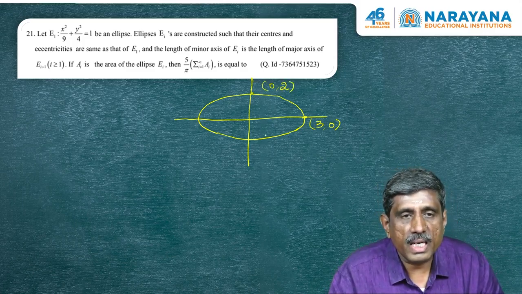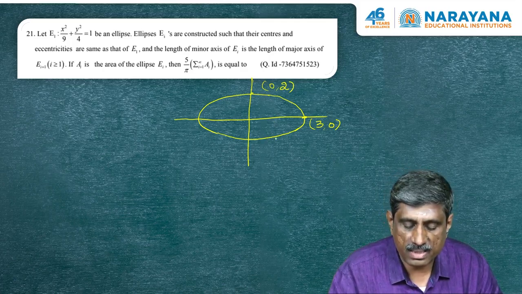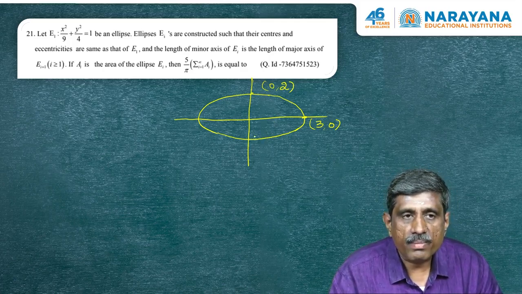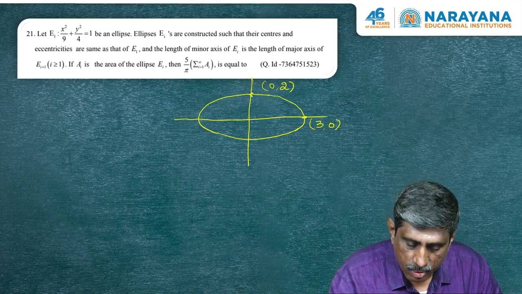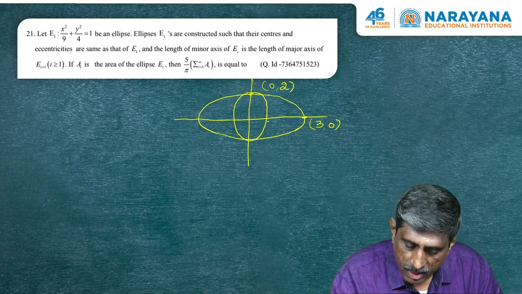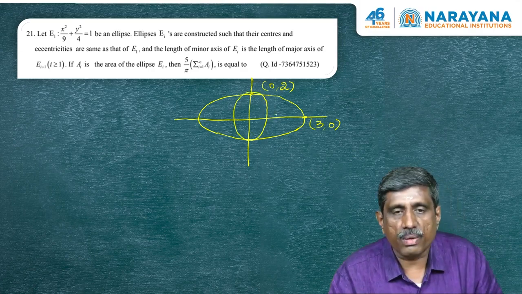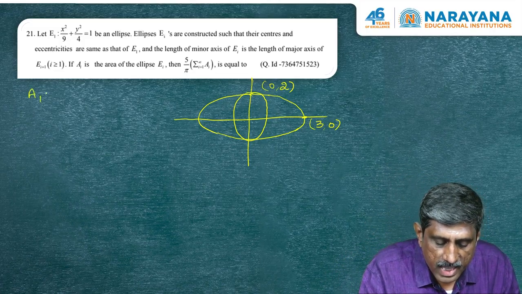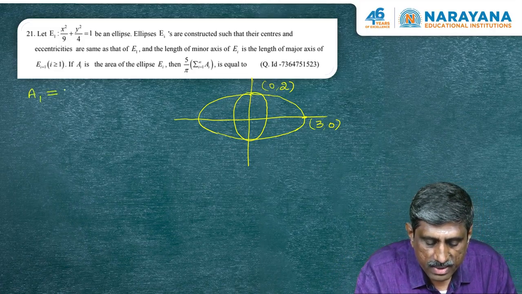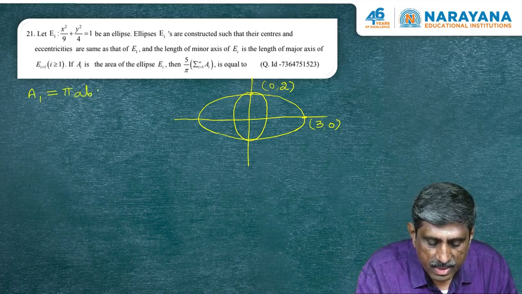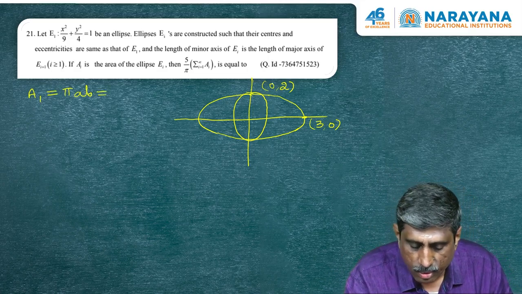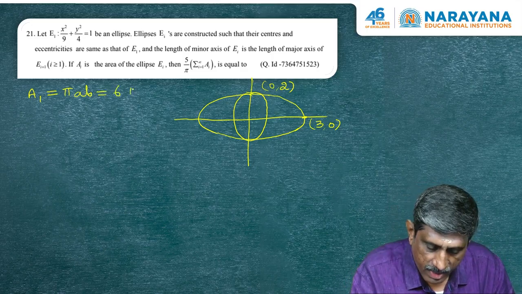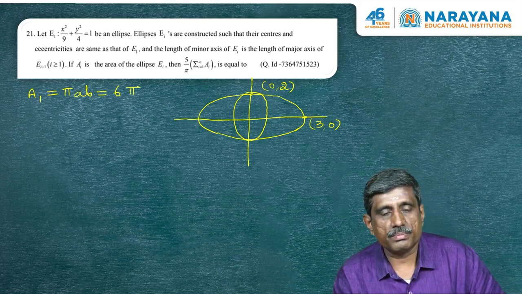And for the second ellipse, length of the minor axis is going to become the length of the major axis, and the center is the same, eccentricity is the same. So, the second ellipse is going to be like this, and the third ellipse is going to be like this, and so on. We are going to construct like this. Let us say the first area A1, area of the ellipse is pi AB, which is nothing but 3 into 2, which is 6 pi, is the area of the first ellipse A1.